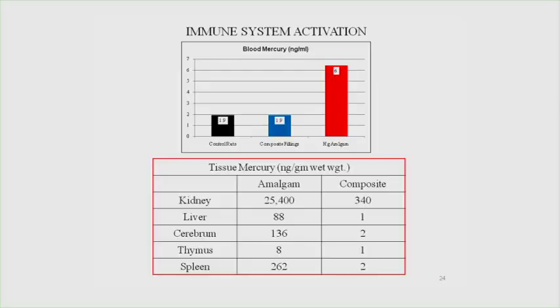Now, if you look at blood mercury levels, they rise with mercury fillings. If you have mercury fillings, they're off-gassing mercury vapor, you're going to have mercury throughout your body, and you can see higher levels of mercury in all the organs of the body if you have mercury fillings.